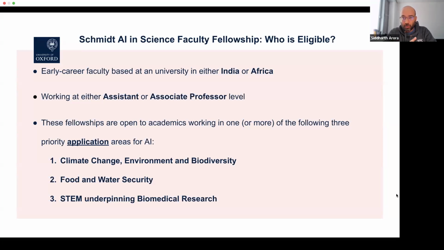I'll just take a pause to say two things here. In the first year, we aim to recruit 3 Indian faculty and 3 African faculty. And if for any reason you can't apply this year or you think you're not eligible, it's okay. We will be recruiting 3 faculty from India and 3 from Africa next year and the following year.